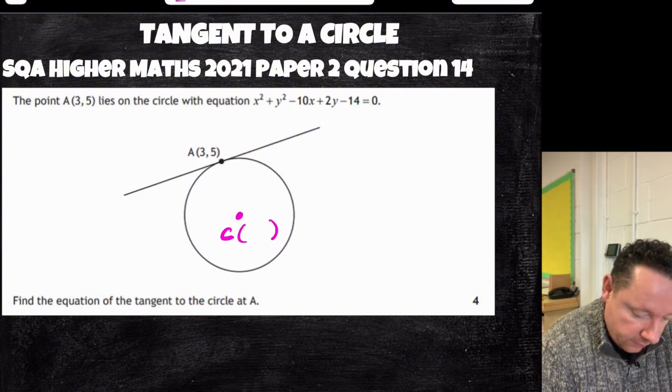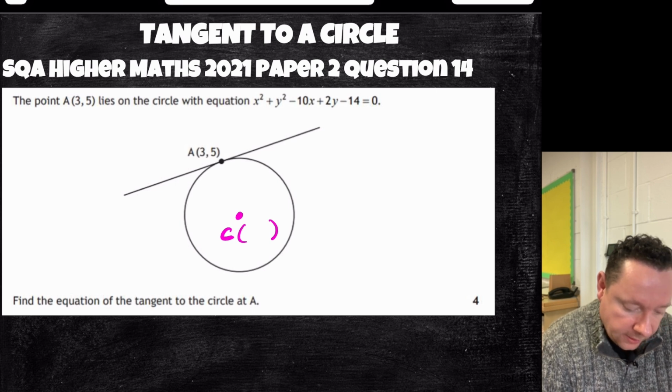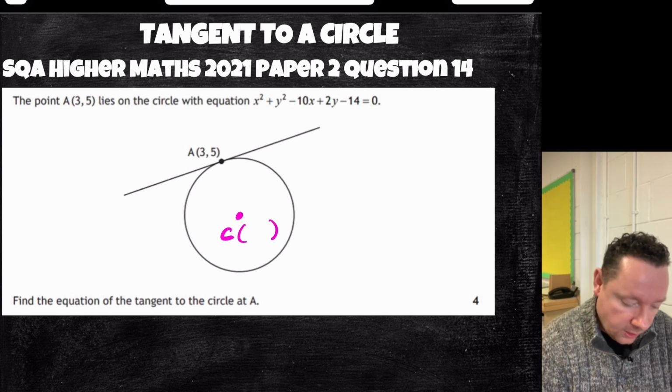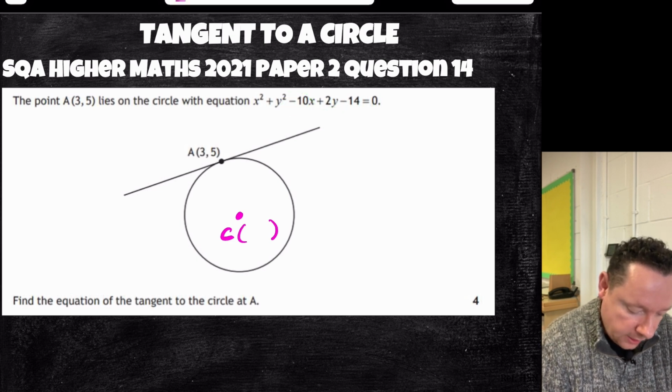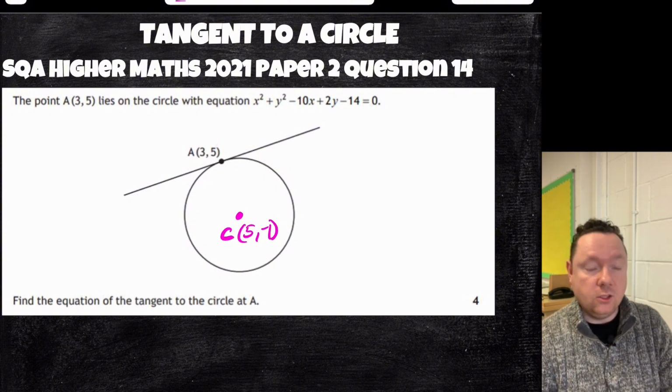And remember from the start of the exam paper, it is -g, -f, where that is 2g and that is 2f. So I'll just divide that by 2 to get 5 and change the sign. So it's -5 becomes 5, and 2 goes to 1, so that's -1. So we get (5, -1) as our centre.